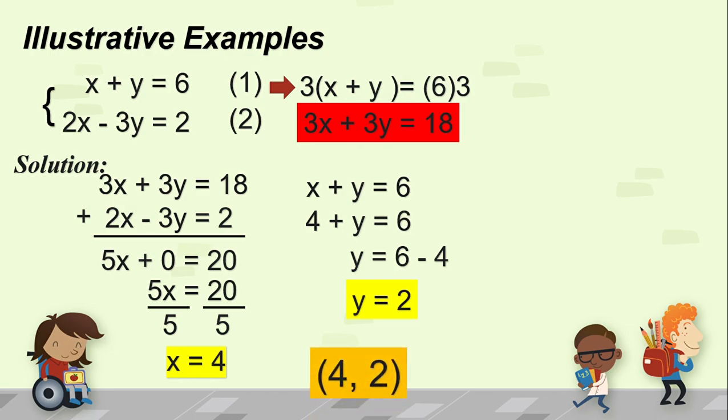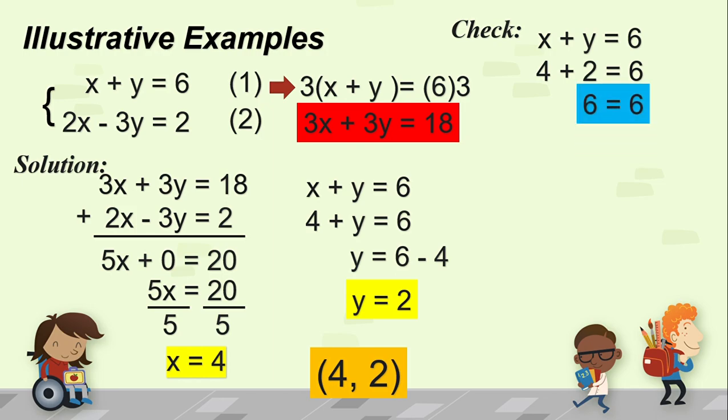Now, let's check using the first and second equation if our solution 4 and 2 is correct. So let's check using the first equation, which is x plus y is equal to 6. Let's substitute the value of x by 4 and the value of y by 2. And then 4 plus 2 is equal to 6. So therefore, 6 is equal to 6.